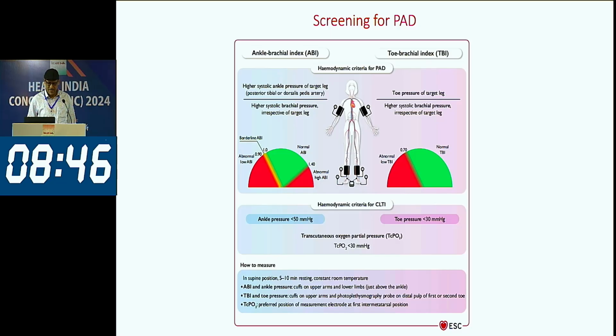Then the third criteria is the hemodynamic criteria of CLTI, which is very important. The three parameters here are ankle pressure of less than 50, toe pressure of less than 30, and one of the important parameters is the transcutaneous oxygen partial pressure, that's TcPO2. The normal TcPO2 is around 70 to 80 millimeters of mercury. If it is less than 30, it indicates significant CLTI. TcPO2 indicates tissue viability, or whether the skin perfusion is maintained in patients of CLTI. So a value of less than 30 is diagnostic of CLTI.